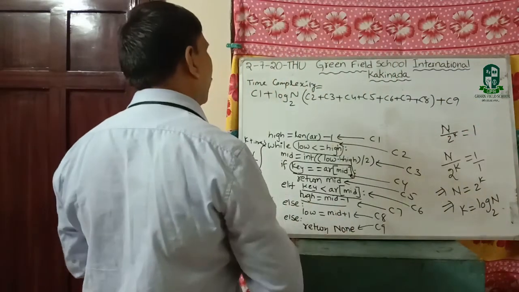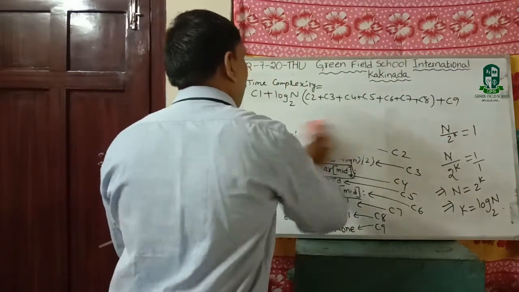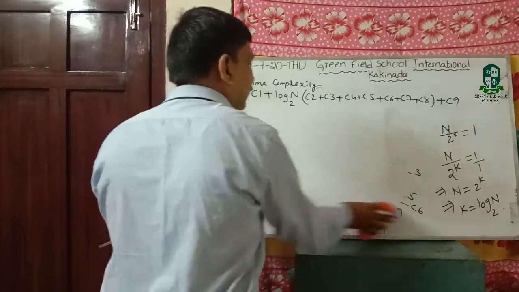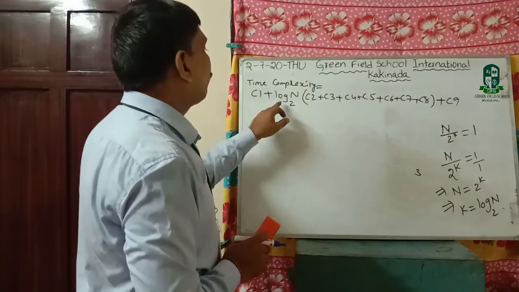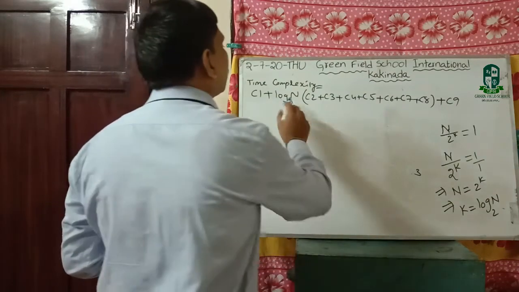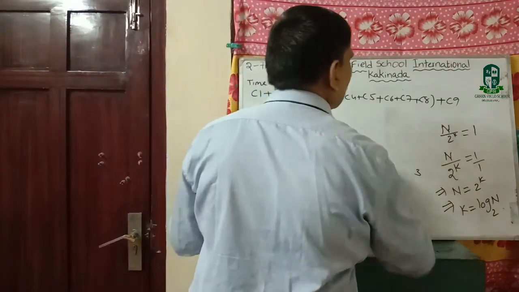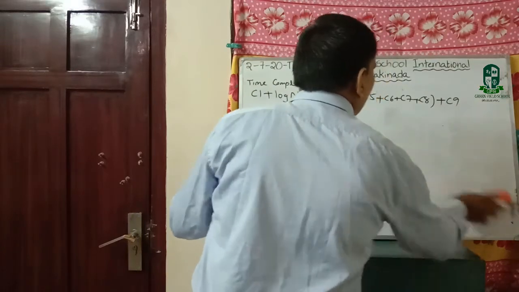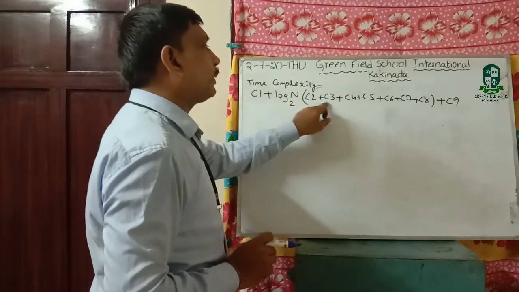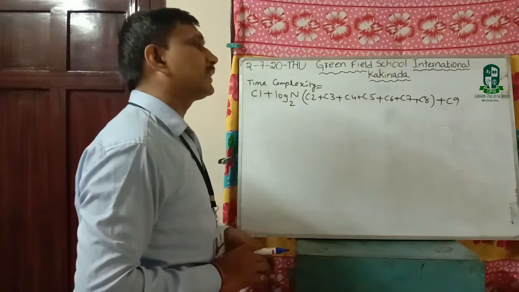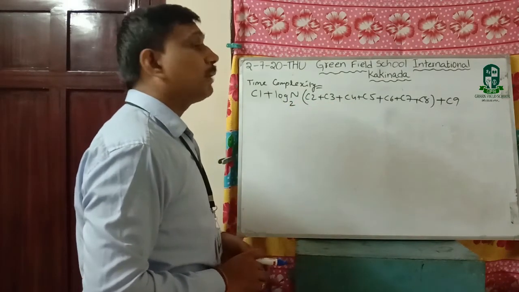In this way we calculate the time complexity. Because here this while loop repeats log n to the base 2 times, and the while loop consists of all these statements. That's why we consider this as C1 plus log n to the base 2 into C2 plus C3 plus C4 plus C5 plus C6 plus C7 plus C8, plus C9.